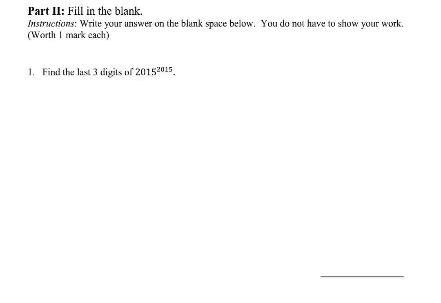All right, let's work on the fill in the blank problems. So in this problem, we're supposed to find the last three digits of 2015 to the power of 2015. So the last three digits is exactly what mod 1000 does. So we need to figure this out in mod 1000.